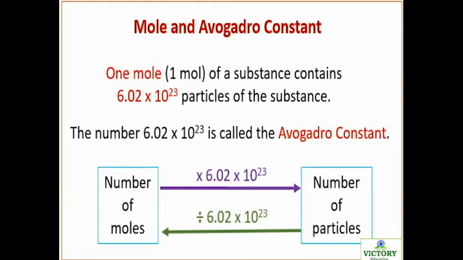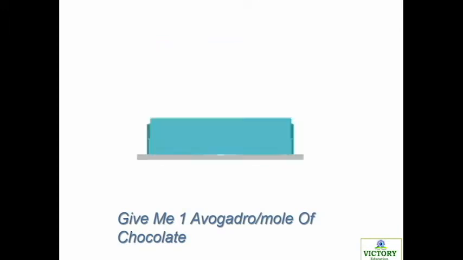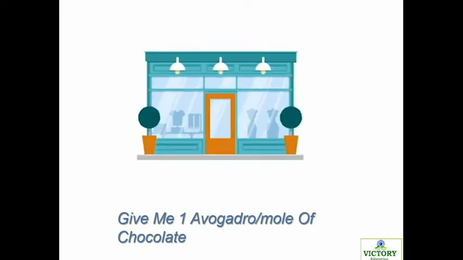Now let's see what a mole and Avogadro's constant are. One mole of a substance contains 6.02 times 10 to the power of 23 particles of that substance, which means Avogadro's constant is always 6.02 times 10 to the power of 23. Avogadro's constant doesn't really have any units. It's just like saying 1 dozen. But can I go to a shop and ask for 1 Avogadro of chocolates, or 1 mole of chocolates?